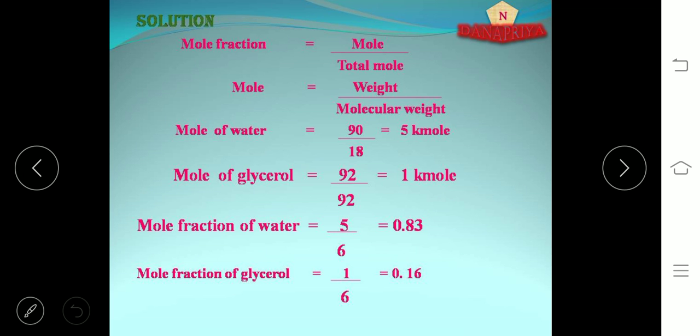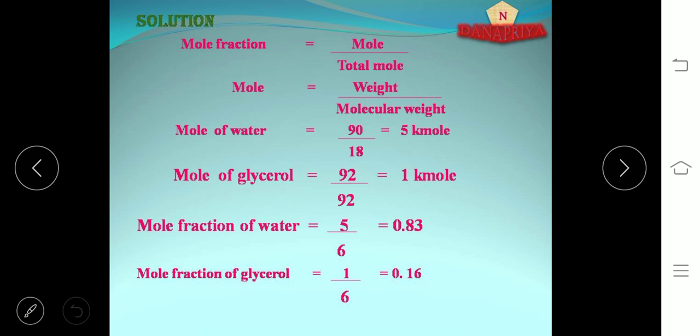So, we have seen the formula. Then substitute the value for mole. Mole is equal to weight by molecular weight. Why do we have to find mole? To find mole fraction, we need mole. Here the weight value is given. So, by using the weight value, we have to find mole. For this, the formula is mole is equal to weight by molecular weight.